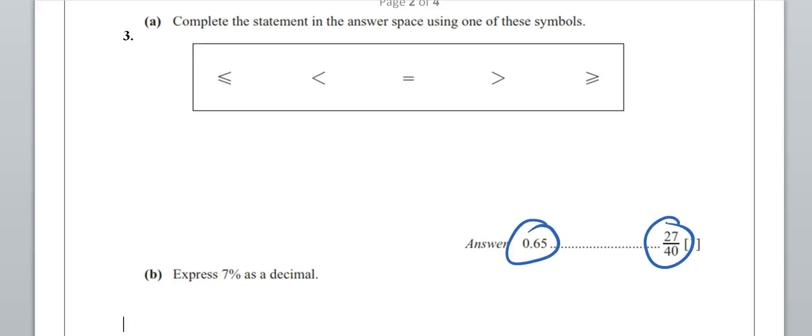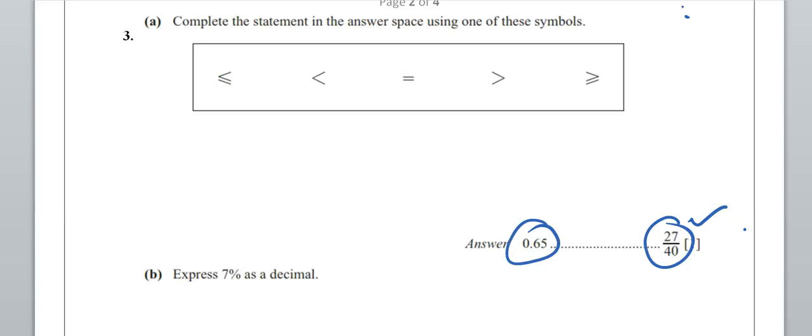So we have two options, either we will convert this 0.65 into a fraction, or the fraction 27 upon 40 into a decimal. So I will opt for the second one, 27 upon 40 we have, and I will convert this 27 upon 40 into a decimal.